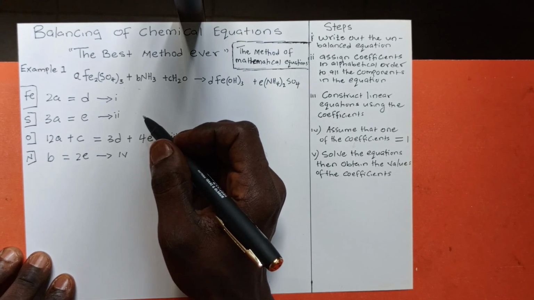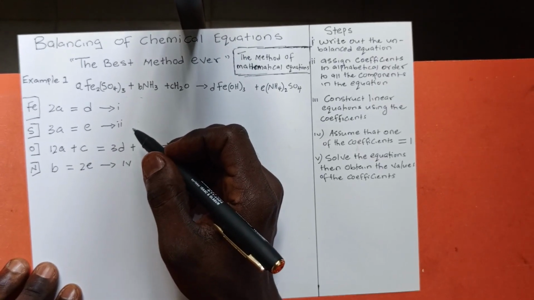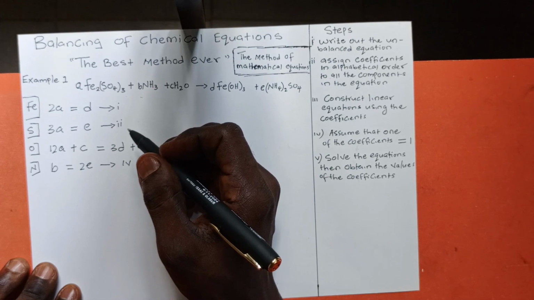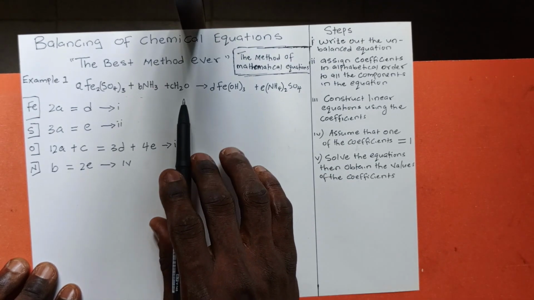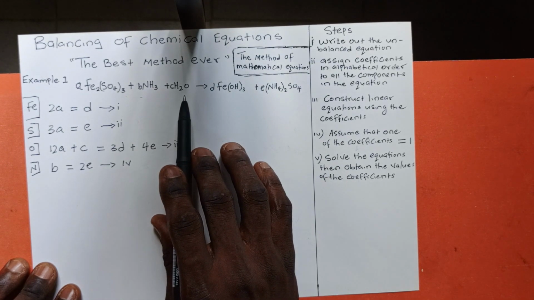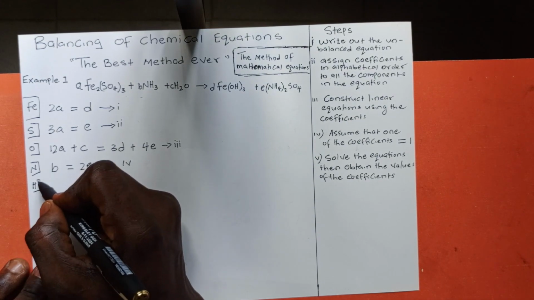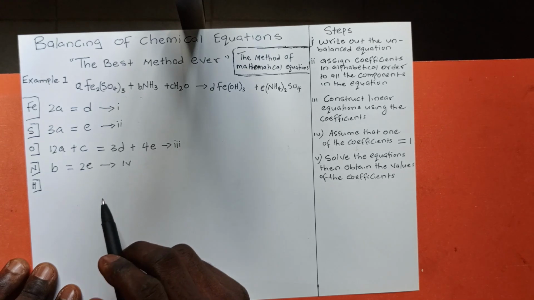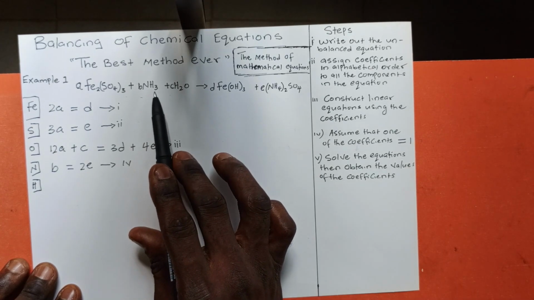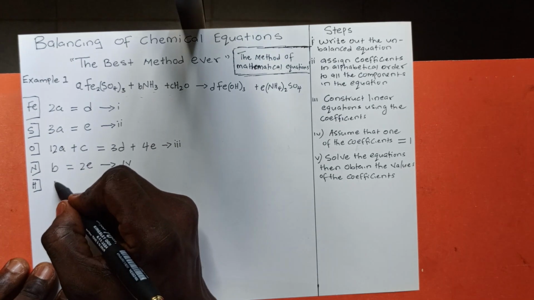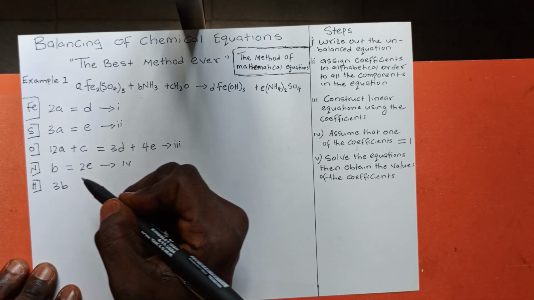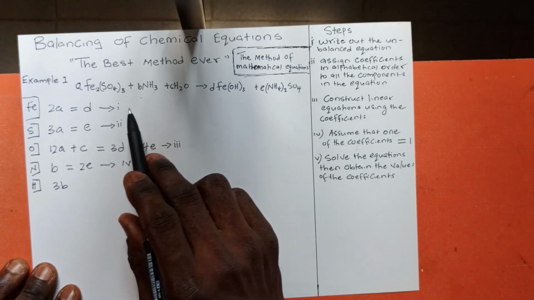What is left? What is left here is the next atom, which is hydrogen. Let's check hydrogen out. So for hydrogen here, I have 3 atoms of hydrogen here. So I'm going to have that's 3B. So 3B, there is no other hydrogen.